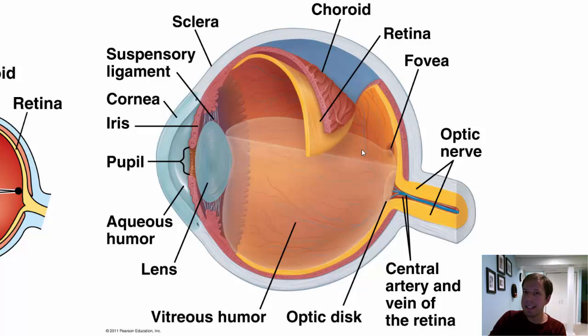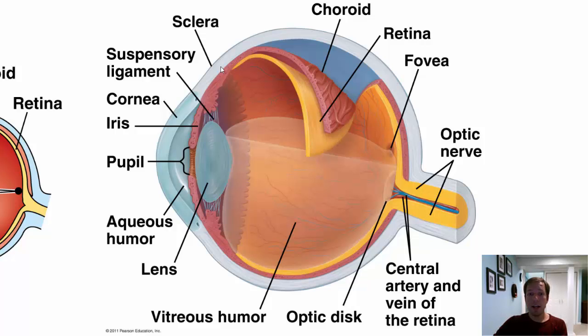more fine details. The lens does change shape, so there's smooth muscle attached to it on either end, and the change in shape of the lens allows you to focus on objects that are closer or further away. By changing the degree to which the light is bent, that adjusts the focus for you. Then in the center of the eye is the vitreous humor, a gel-like substance that fills up the majority of the space within the eye. So the eye is mostly empty space.